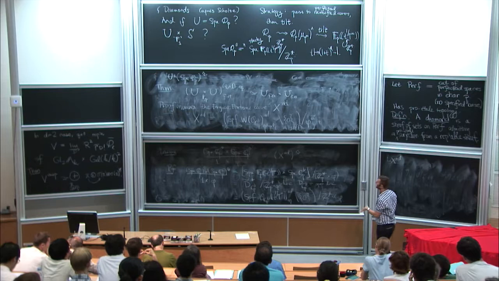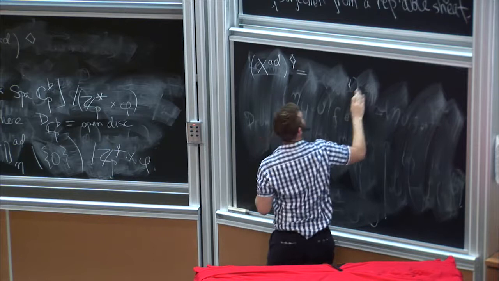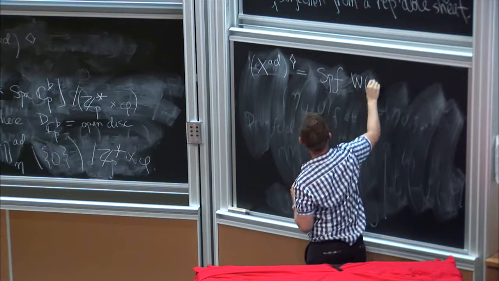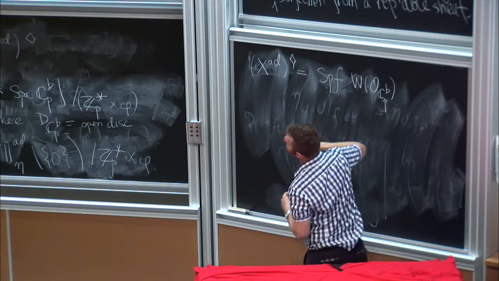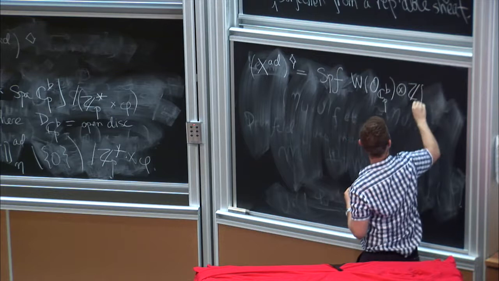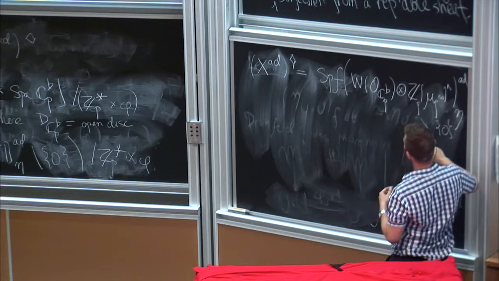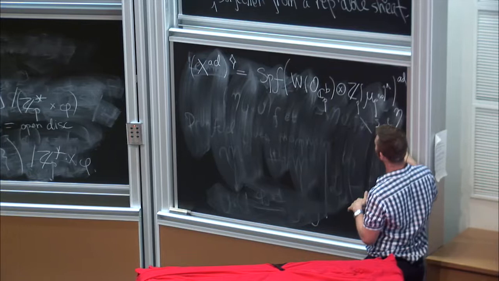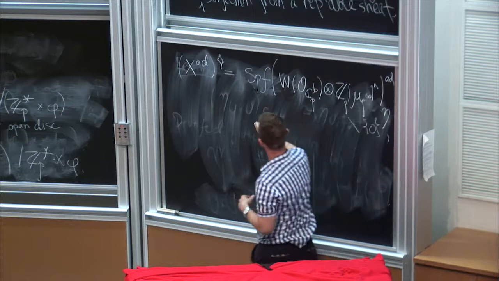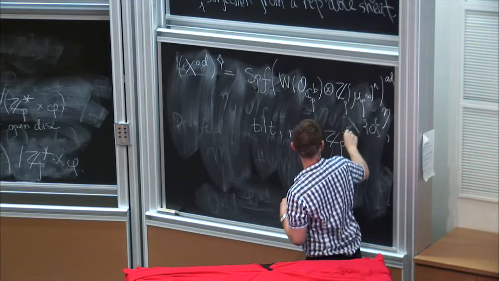So X add diamond ends up being, all right, so what I'll do is I'll just take my W of OCP tilt, and then I'll just tensor it over ZP with ZP mu P infinity completed, add a generic fiber, and remove zero. But then I need to tilt this, and then mod out by the Galois group, and I don't have room to write this. That's unfortunate. So I'll just say tilt mod ZP star. Okay. And Frobenius, because I forgot that also.